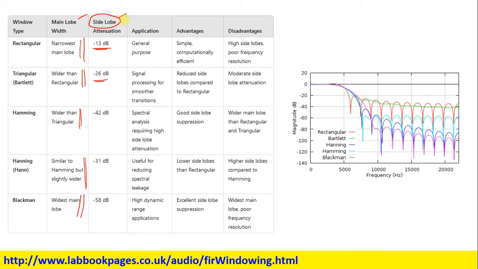So among all of this, if you see, the best side lobe attenuation is with the Blackman window, followed by the Hamming window, followed by the Hanning window, then the triangular window and the rectangular window. For regular practical applications, in most of the books you will find that for biomedical applications, either Hamming or Hanning windows are preferred.